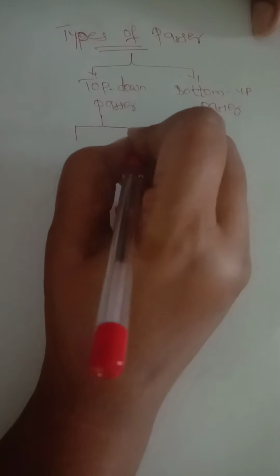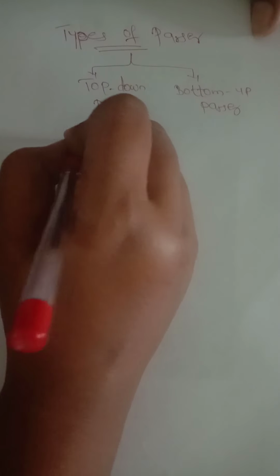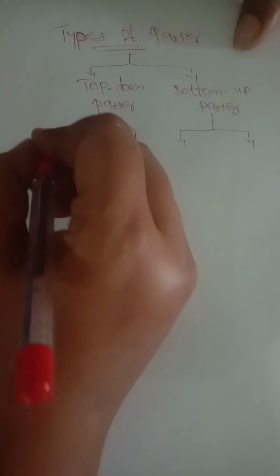Here, the top-down parser is classified into two kinds of parsing procedure. Then the bottom-up parser is also classified into two kinds of parsing procedure. What are the two kinds of parsing procedure under top-down? The first one is the recursive descendant parser.